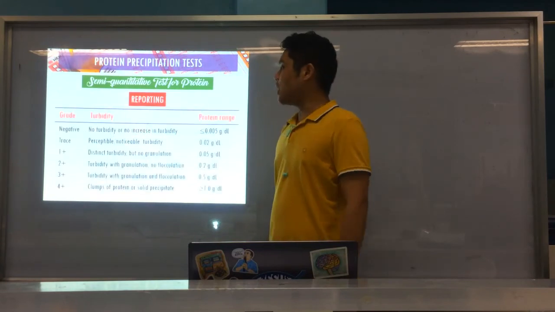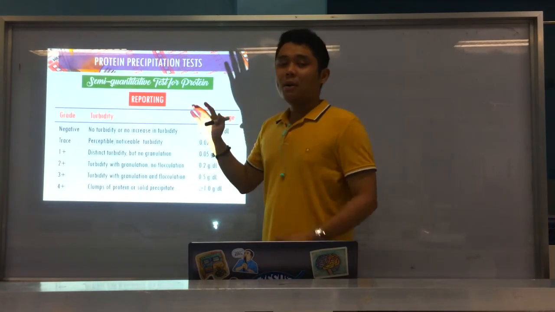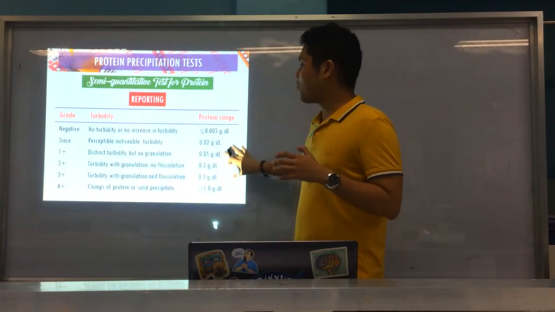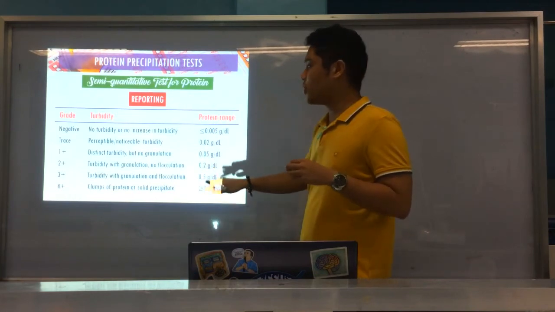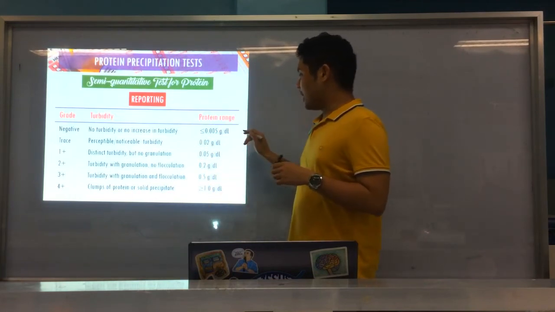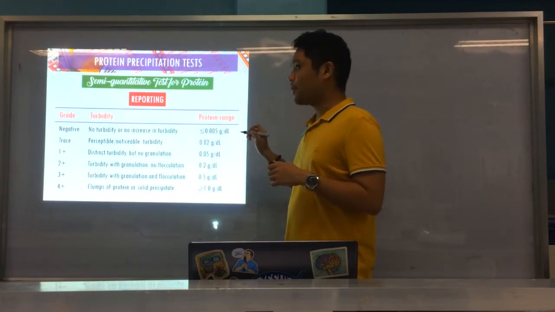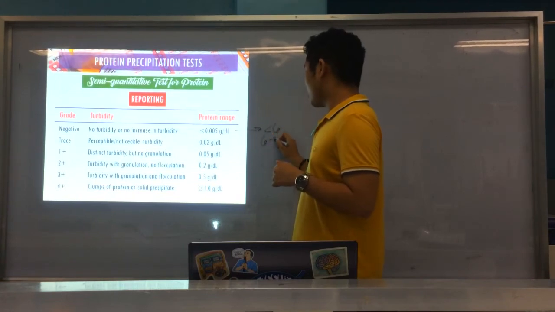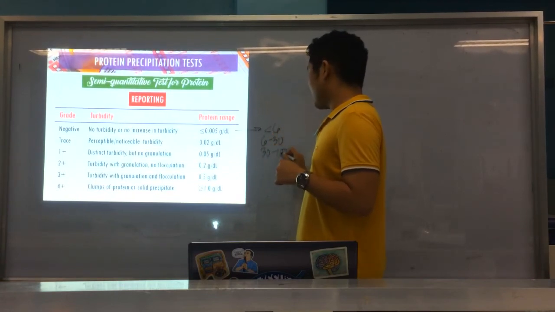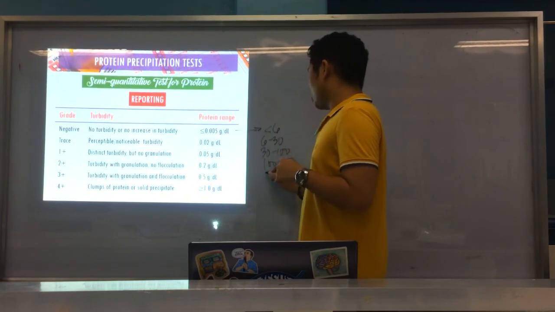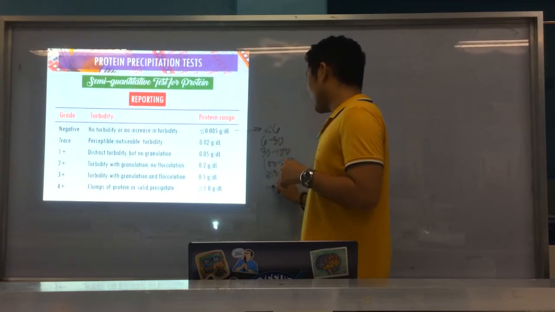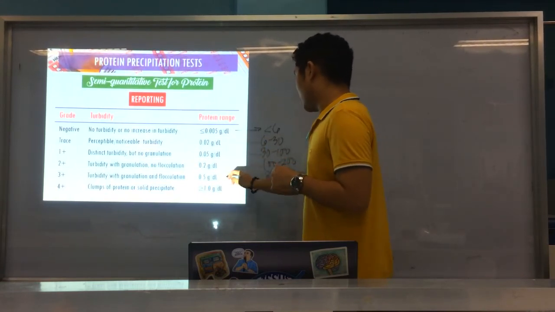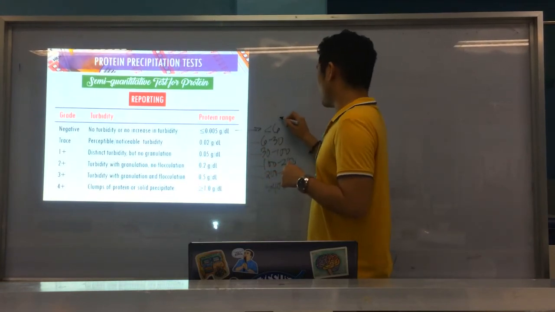Alright. Now, how do we report? As you can see, it is semi-quantitative, so there are words, okay? There is a grading, and each is equivalent to a range of protein. So, as you can see, the negative, this is in grams per dL. What we are used to is mg per dL. Okay? So, this is less than 6, 6 to 30, 30 to 100, 100 to 200, 200 to 400, and greater than 400 mg per dL. Alright? Okay. So basically, we use mg per dL.